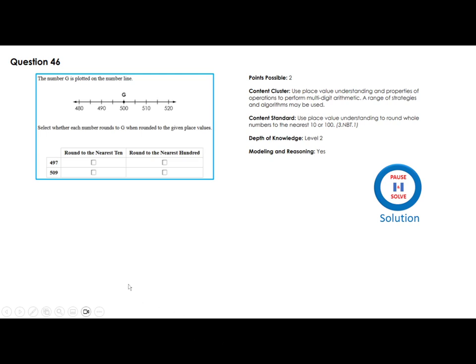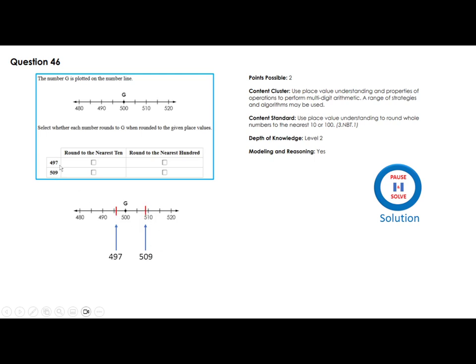The number G is plotted on the number line. So G is 500, right? Select whether each number rounds to G when rounded to the given place values. 497 and 509. So I plotted those 497 and 509 right here.